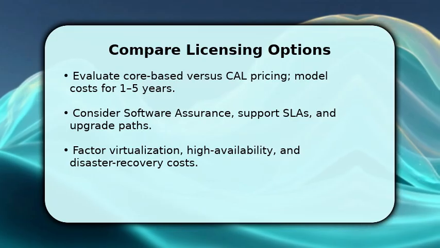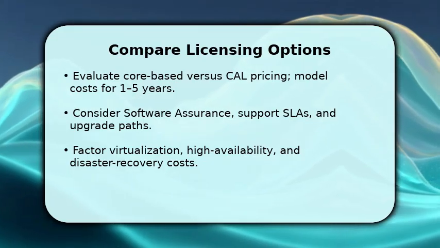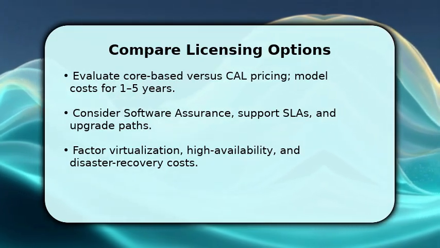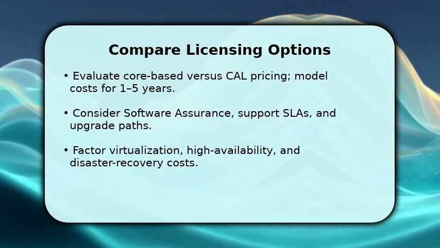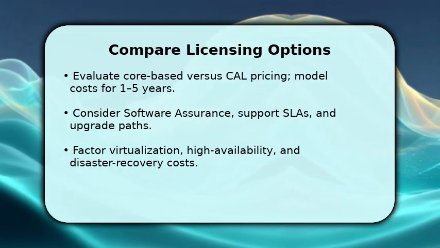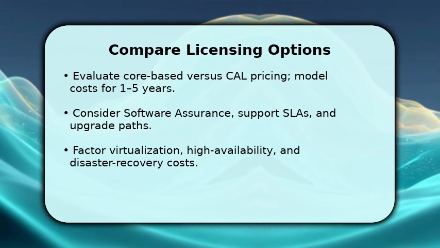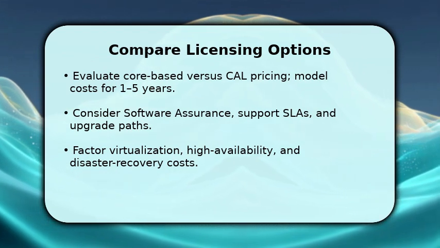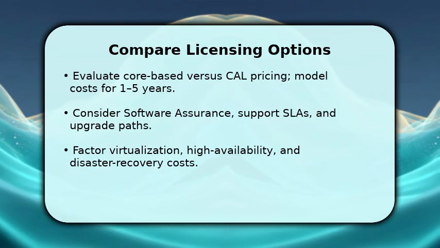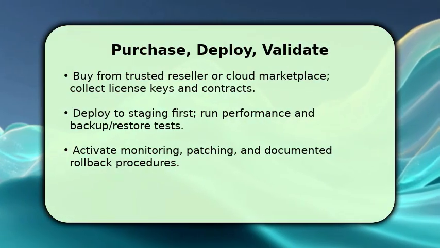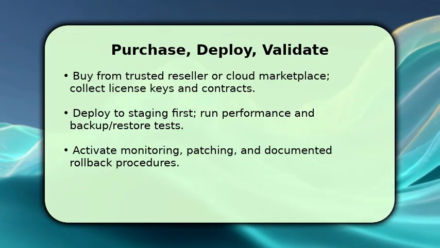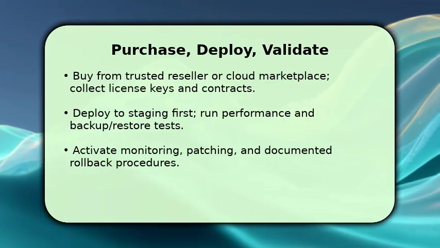Consider virtualization density and whether enterprise features like Always On or partitioning will require higher additions. Make sure to include HA/DR storage and networking costs, and validate vendor quotes against your modeled requirements to avoid surprise expenses. Finally, purchase through a vetted reseller or your cloud provider and secure contracts and license keys.